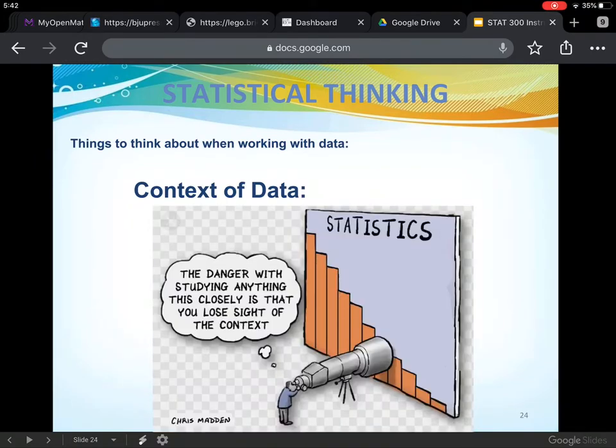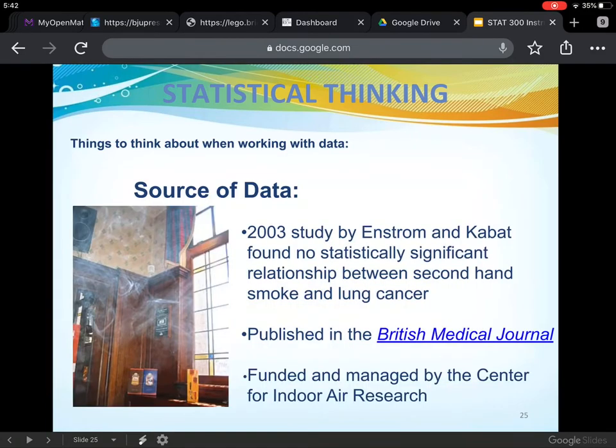Here's another picture to make sure you understand. When you look at something very, very closely, like a graph that is zoomed in really close, then you don't see the context of what's happening or the big picture, right? It's like zooming in on a stock, and you bought that stock because it was going up today. But if you actually zoom out, you see that it has a downtrend, and you bought it, and you're going to lose money, right? Something like that. So as it says here, the danger with studying anything this closely is that you lose sight of the context. Don't study things too closely. Make sure you have a big picture of it as well.